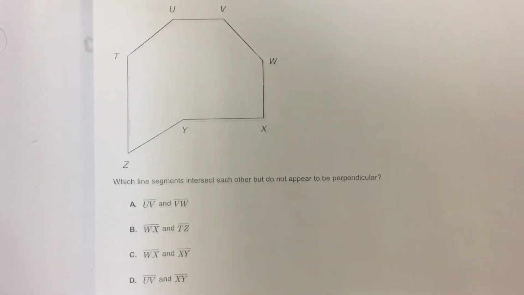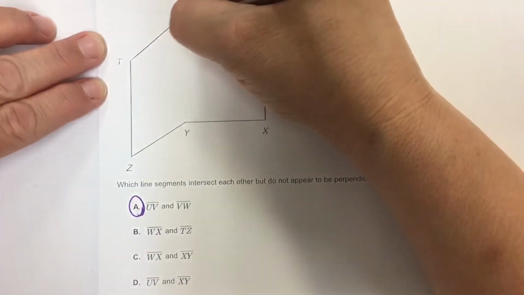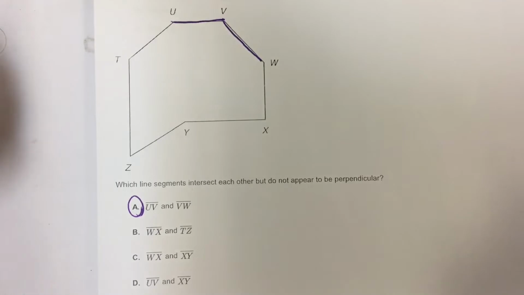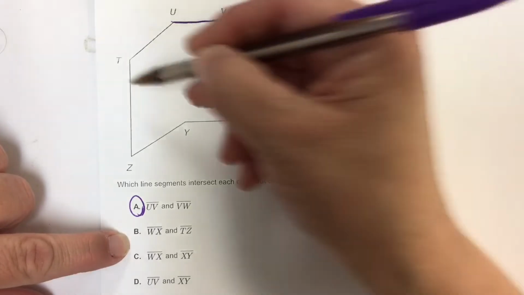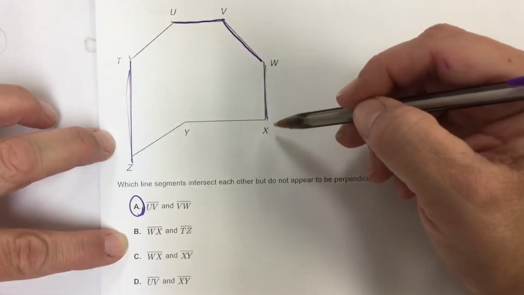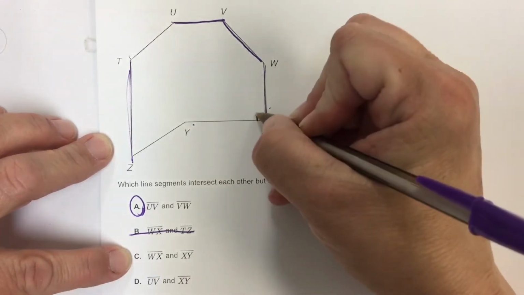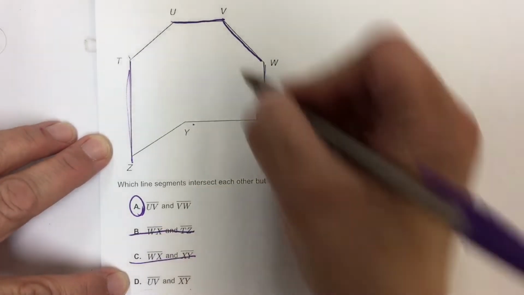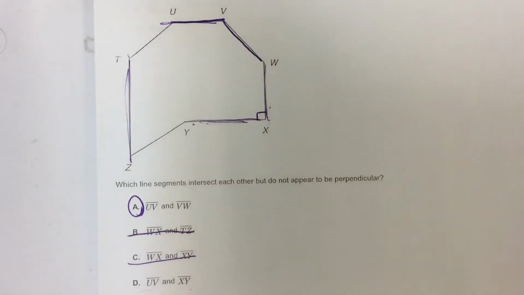Okay, so the answer on this one is going to be A, because UV and VW are intersecting, but they are not perpendicular. Remember, if it's perpendicular, it would make a right angle. WX, which is here, and TZ are actually parallel. So that's not it. WX and XY are perpendicular. They make a right angle. And then UV, which is this line right here, and XY, which are here, would also be parallel. Okay. All right, next question.